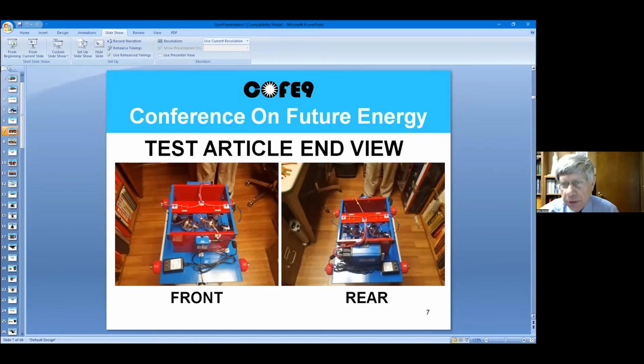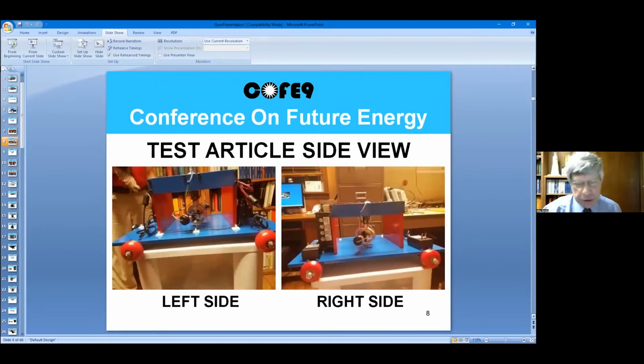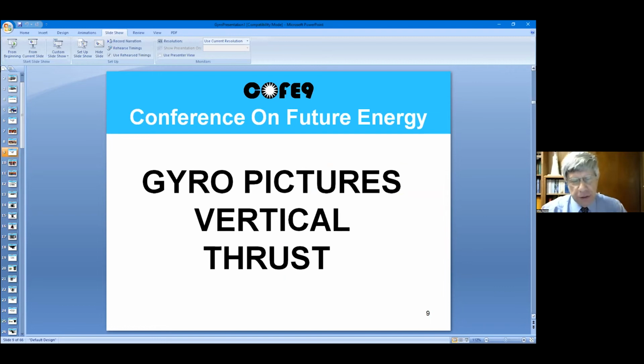And then we will take a side view of it. This shows the gyros swing back and forth on both the left and side views of it. However, to take force measurements, I was using a load cell. So what I had to do was convert the thrust vectoring from horizontal to vertical. So we take pictures of that.